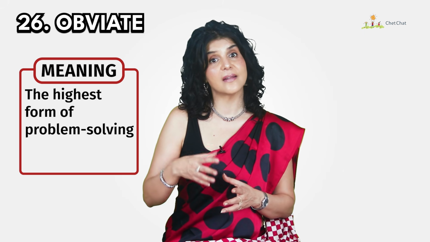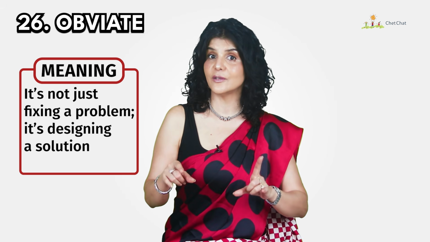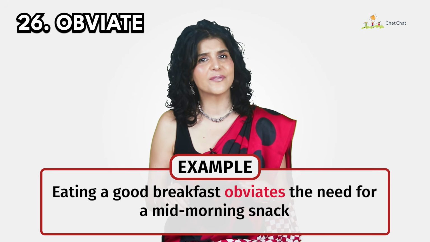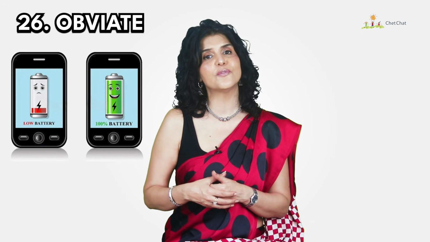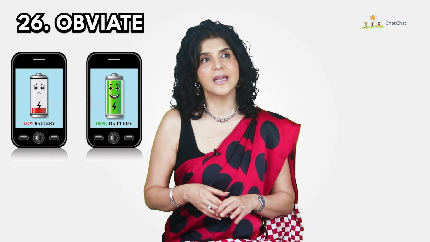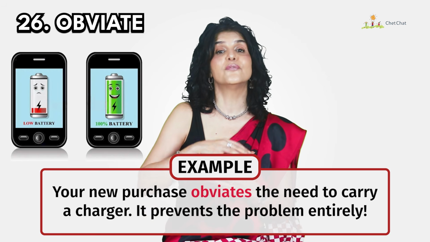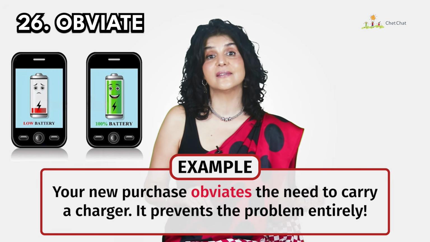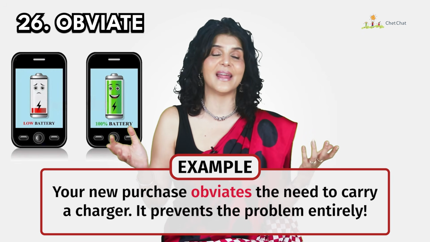Now this word represents the highest form of problem solving. It's not just fixing a problem. It's designing a solution so smart that the problem just won't happen again in the first place. Like eating a good breakfast obviates the need for a mid-morning snack. Or imagine your phone battery always dies by the evening. Now, instead of carrying a charger everywhere to solve the problem, you buy a phone with a battery that lasts for 2 days. This now obviates the need to carry a charger everywhere you go. It prevents the problem entirely.